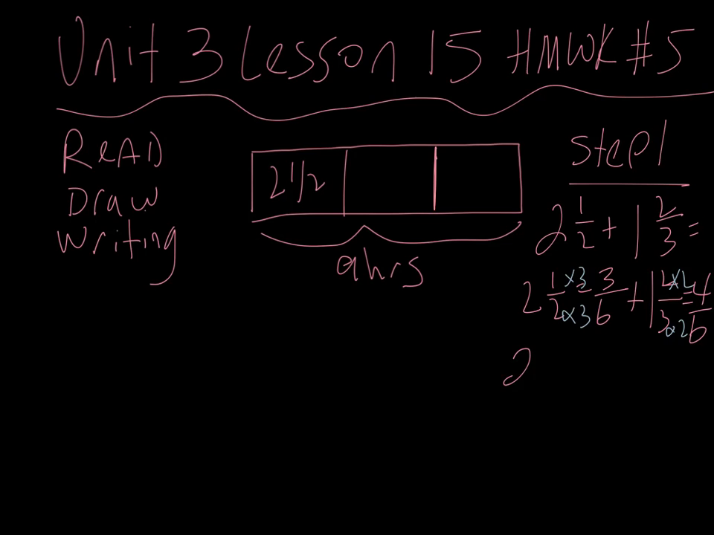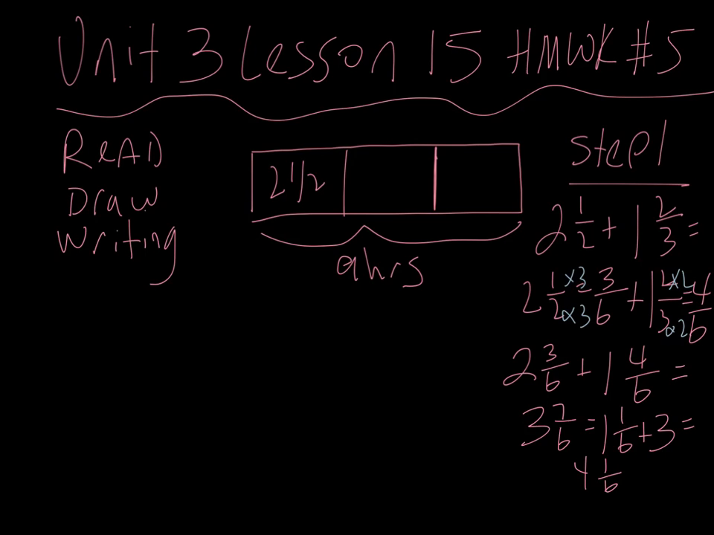So now I have 2 and 3/6 plus 1 and 4/6. Now that I can add these together because they have a common denominator, I would get 3 and 7/6. Well, 7/6 is an improper fraction of 1 and 1/6. I would add that to my 3, and I would get 4 and 1/6. So this piece of tape right here is now 4 and 1/6.